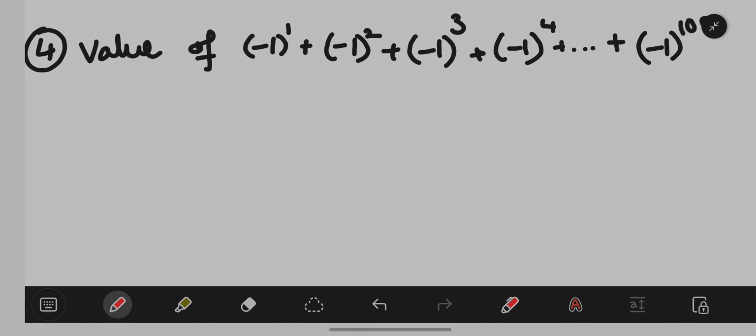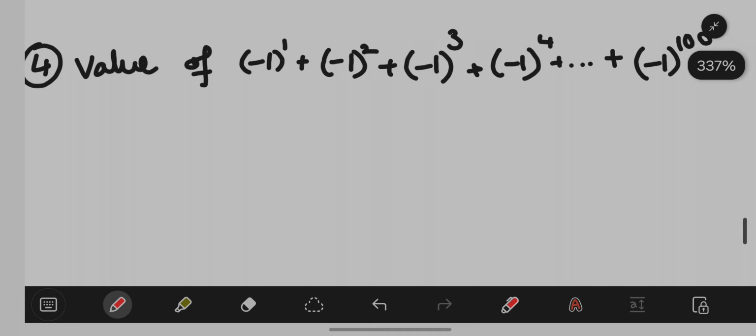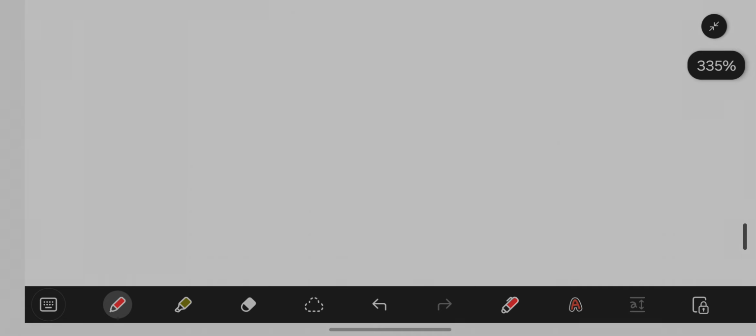Next question, the fourth one, is an interesting question. Find the value of minus 1 power 1 plus minus 1 power 2 plus minus 1 power 3 plus minus 1 power 4, so on till minus 1 power 100. That is the very interesting part of the question. So let's try to understand how we will solve these kind of questions.